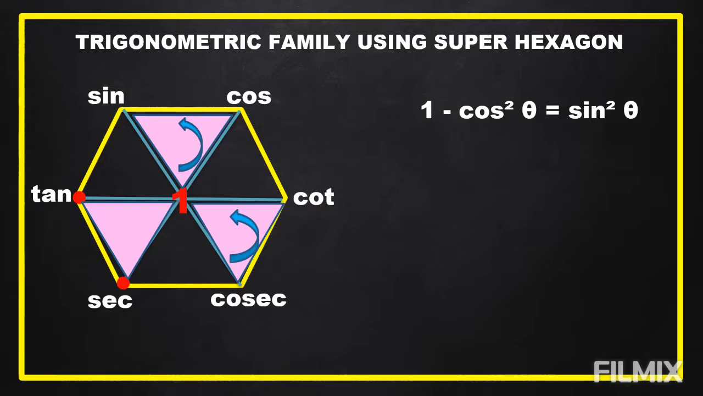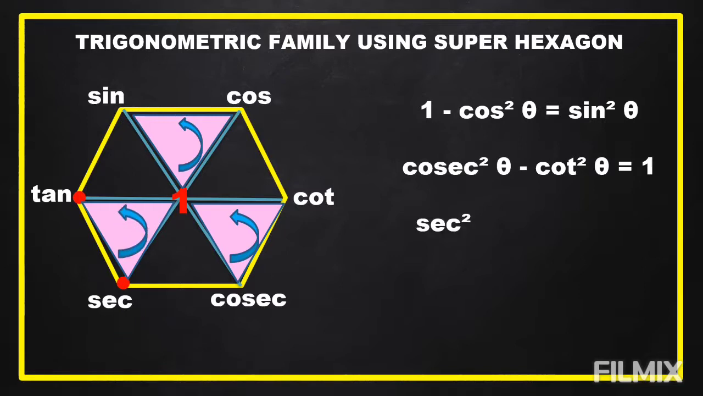Similarly, if we have this kind of arrow, this means that cosecant squared theta minus cotangent squared theta is equal to 1. And with this arrow also, we have secant squared theta minus 1 is equal to tangent squared theta. So, do you know now why we called it super hexagon? We don't need to memorize the trigonometric identities, but just remember the sequence of our 6 functions in the vertices of our hexagon, and practice it more so that you will know all our trigonometric identities.